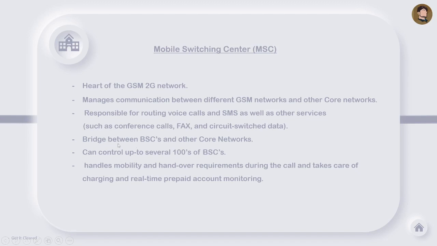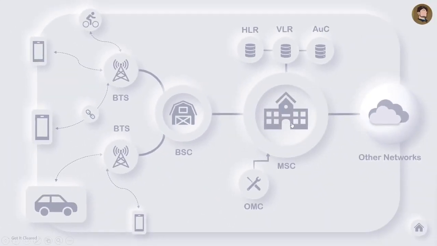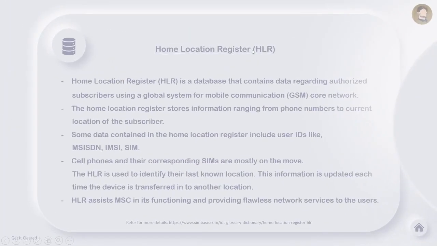It also acts as a bridge between BSC and other core networks, and can control up to hundreds of BSCs. So just like a single BSC can control hundreds of mobile towers or BTS, similarly a single MSC can control hundreds of BSCs. It also handles mobility and handover requirements during the call, and takes care of various charging and real-time prepaid account monitoring. Now your MSC is actually comprised of different sub-components like HLR, VLR, AUC and OMC. Let's take a look at them one by one.